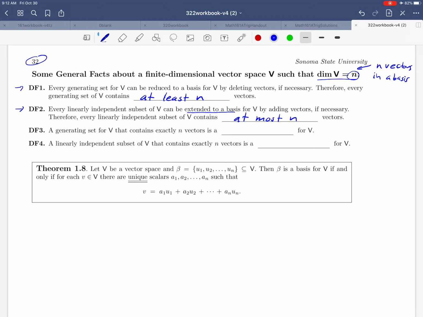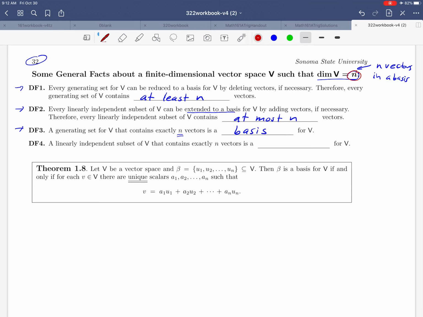Okay, and then we move on to DF3 and DF4. DF3 says a generating set for V that happens to contain exactly n vectors is actually a basis for V. Let's think a minute about what this statement is really saying. First of all, the n, I'll keep reminding you of this, the n is the dimension up here. And we might remember that the definition of a basis is a set that has two properties. It's got to be linearly independent and it has to span. It's got to be a generating set.